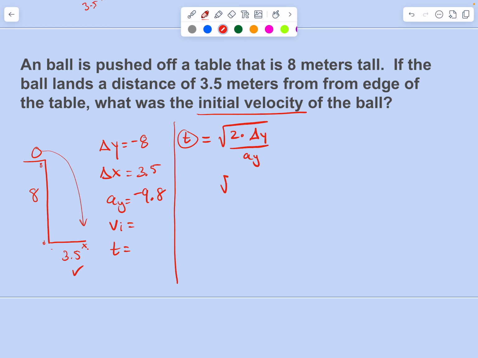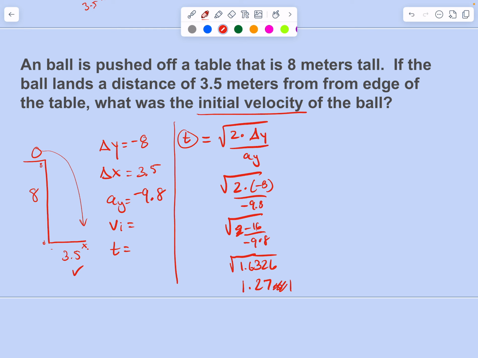Now in this case here, this is going to be the square root of 2 times negative 8 divided by negative 9.8, which becomes the square root of negative 16 divided by negative 9.8. So 16 divided by 9.8, and I can not worry about the negatives because a negative divided by negative is a positive, gives me the square root of 1.6326. I just write down about 4 decimals there, and so I'm going to type in on my calculator here the square root of 1.6326 and equals 1.277. Or if I wanted to estimate that, I could say maybe 1.3.